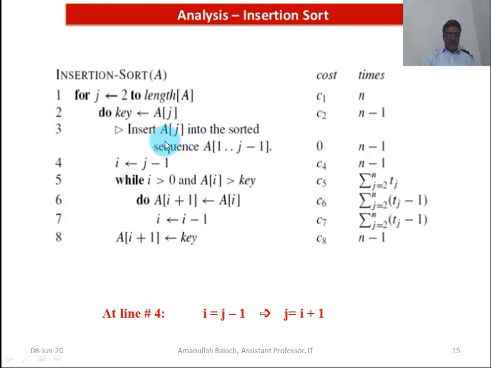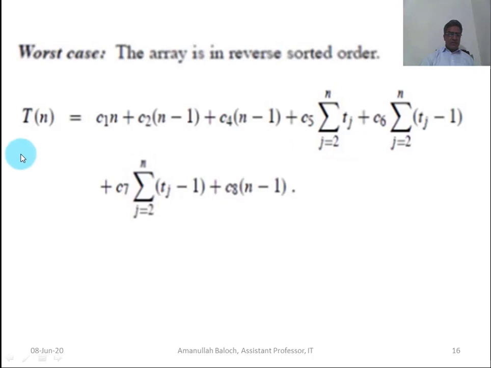C3 is a comment. Line number 3 consists of a comment, and its execution cost is 0. So 0 into n minus 1 will become 0. So there is no reference in the total time to C3 because it is a comment in the body of the insertion sort algorithm.